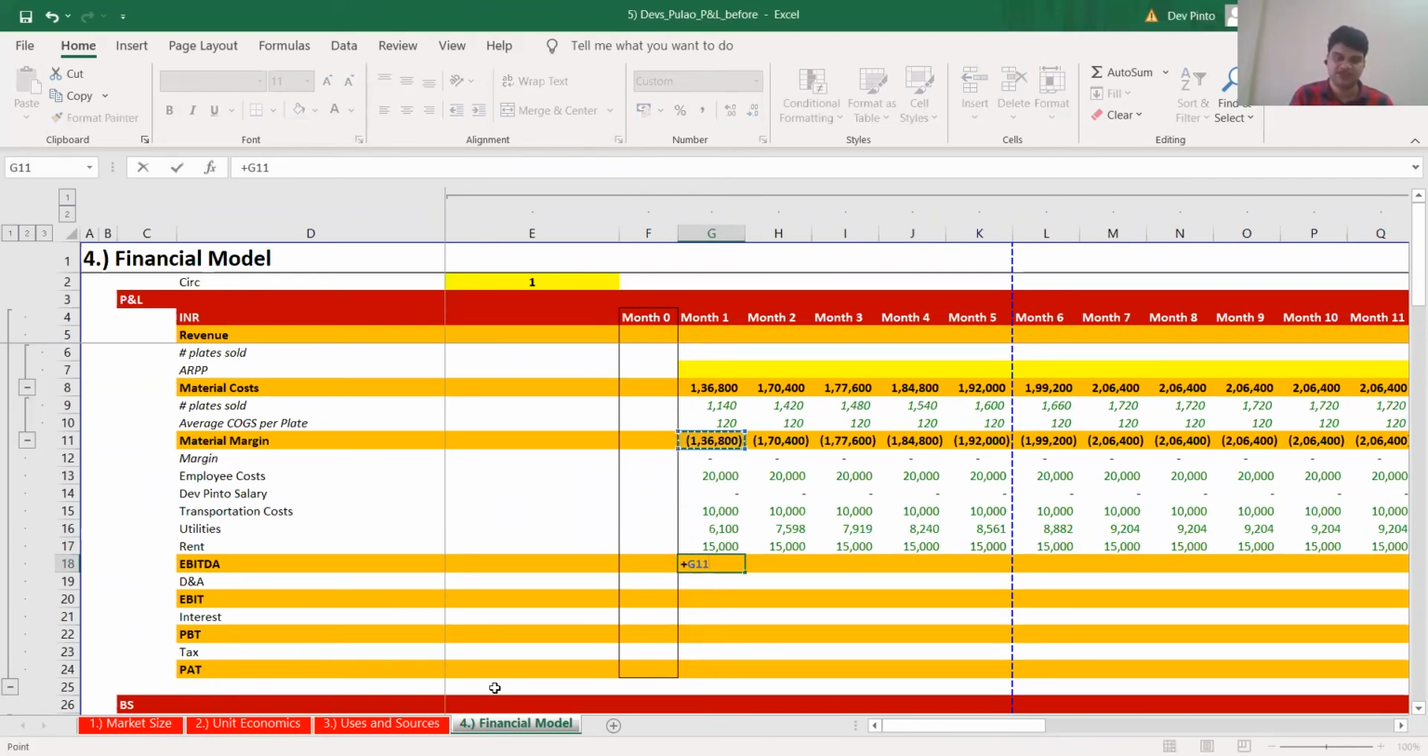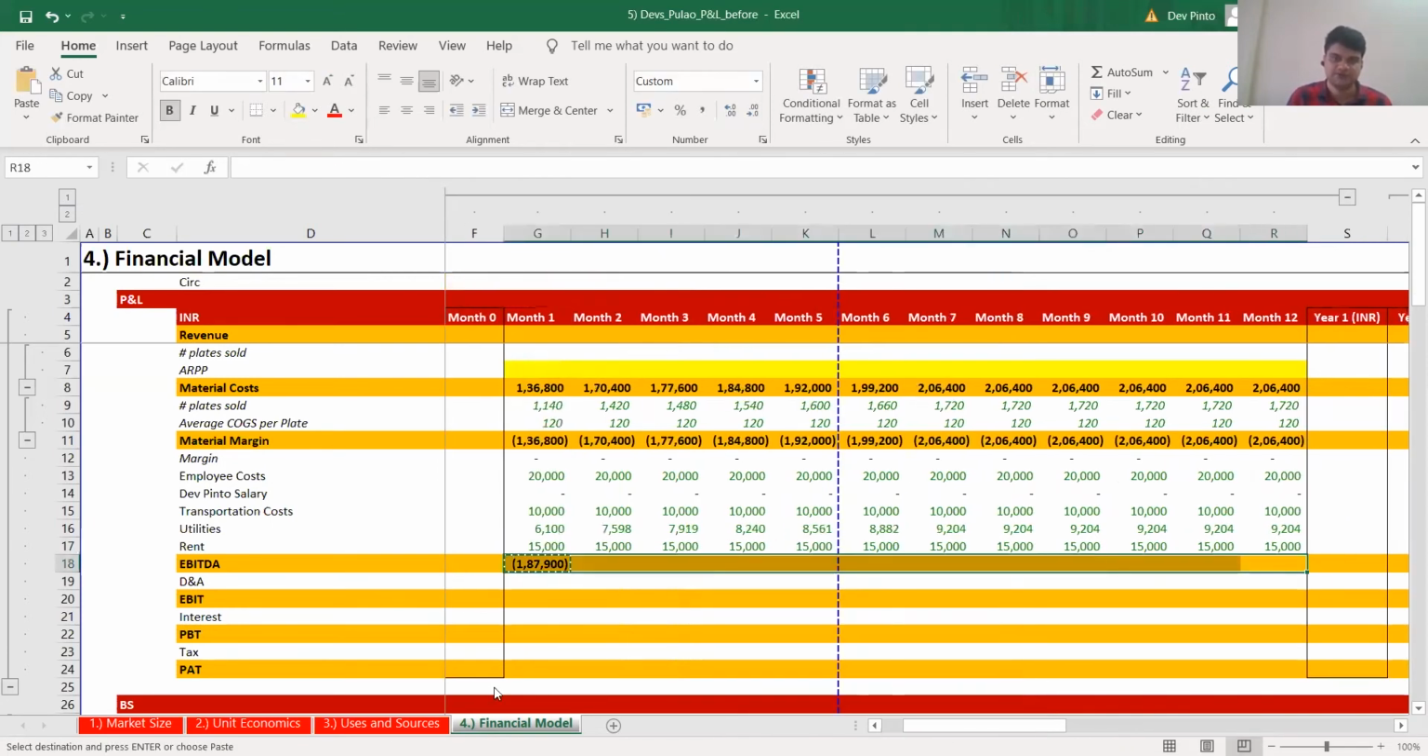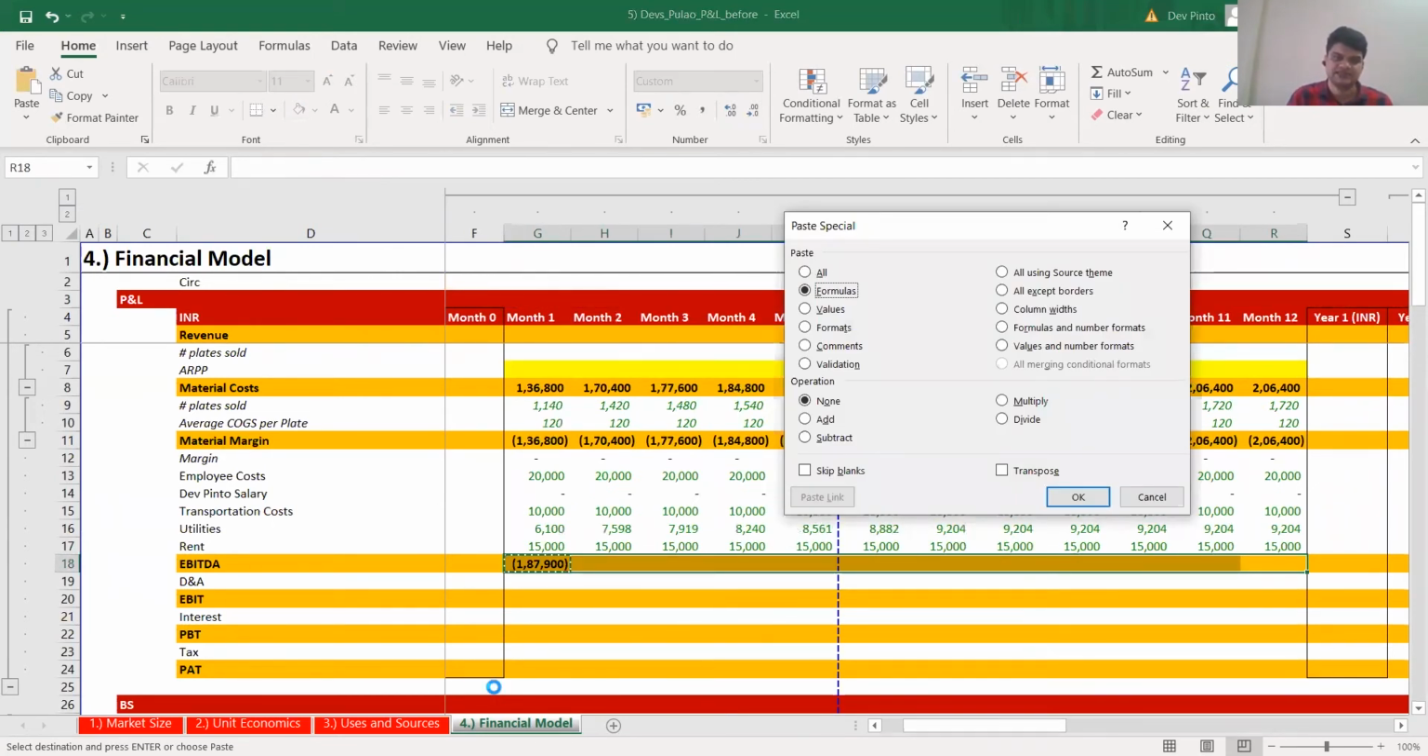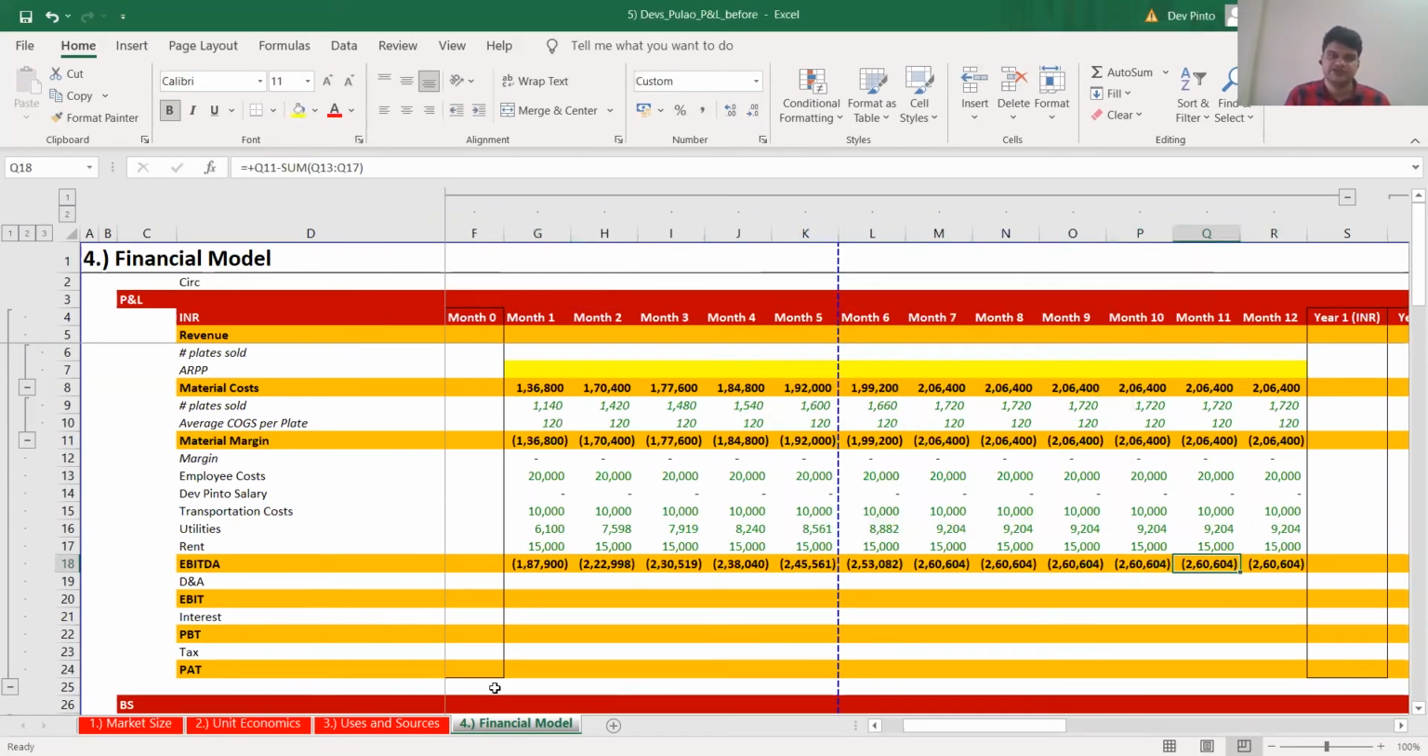It's nothing but material margin minus all of your other fixed and variable costs before interest, taxes, and depreciation and amortization. Again, don't worry that this is negative. This is negative because we haven't computed revenue yet. We'll come to revenue at the end of this module.